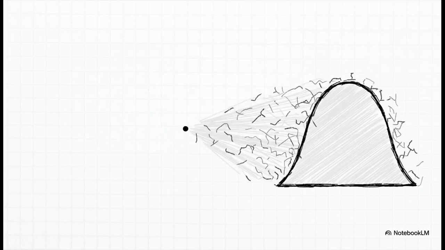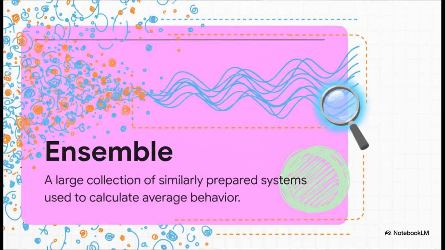But now, what happens if we track thousands or millions of these molecules, all starting from the very same point? Suddenly, all that chaos just disappears. And what's left is this beautiful, clear, and perfectly predictable pattern that emerges from the crowd. That's the magic trick right there. And this brilliant idea, it has a name, the ensemble.